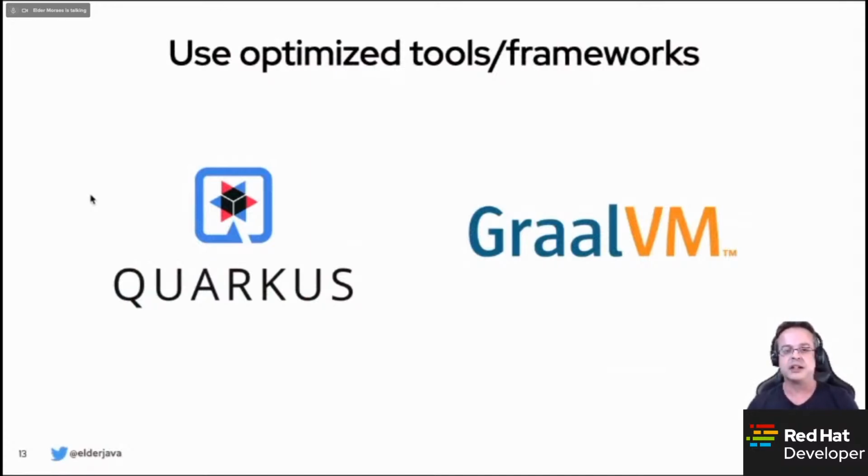And luckily, when you use Quarkus, you can use both, okay? Because Quarkus uses GraalVM to also generate native images and in a very simple way, okay? So both Quarkus and GraalVM can help you to also decrease the size of your container image. All right?